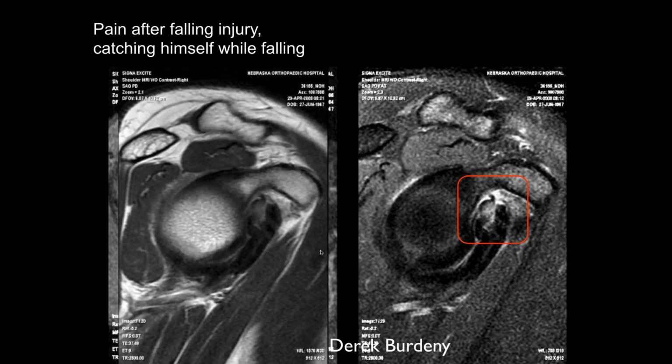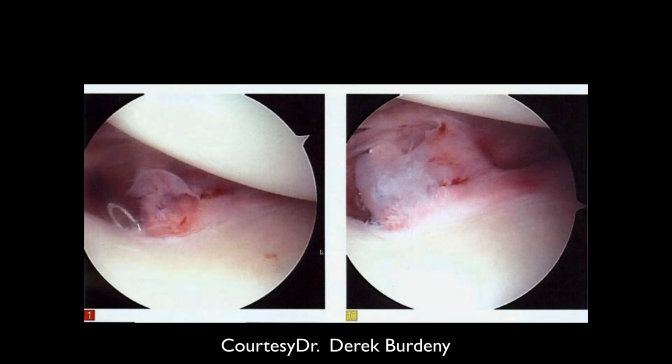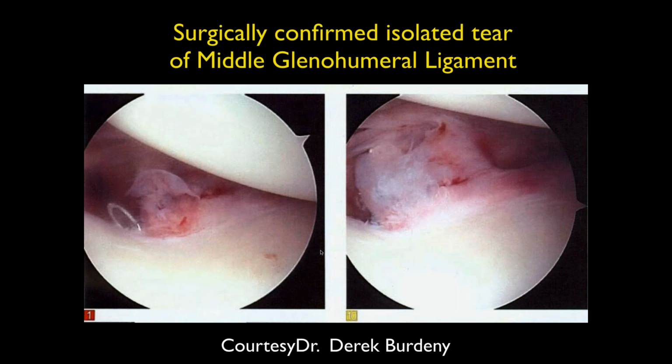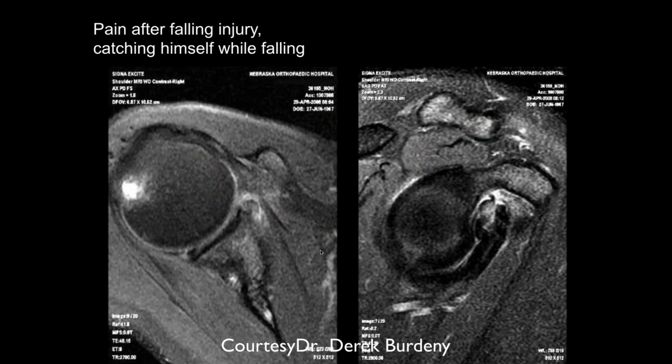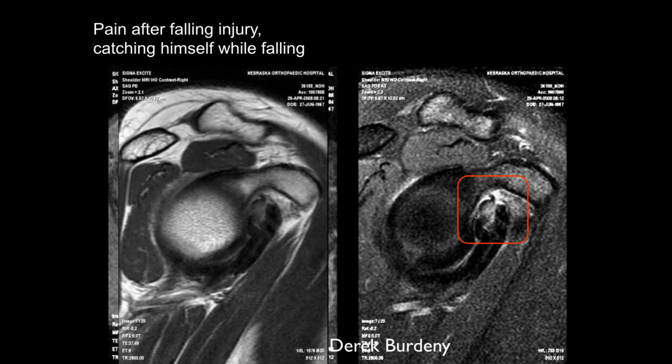That's the sagittal. It's probably a T2. This is what it looked like at arthroscopy. So this was not bone. This is the middle glenohumeral ligament that's torn right there. And the glenoid is right here. And this is the tear in the middle glenohumeral ligament right there. Here's the middle glenohumeral ligament coming down. It's not taut like the others we saw. This is the tear, and this was surgically confirmed.